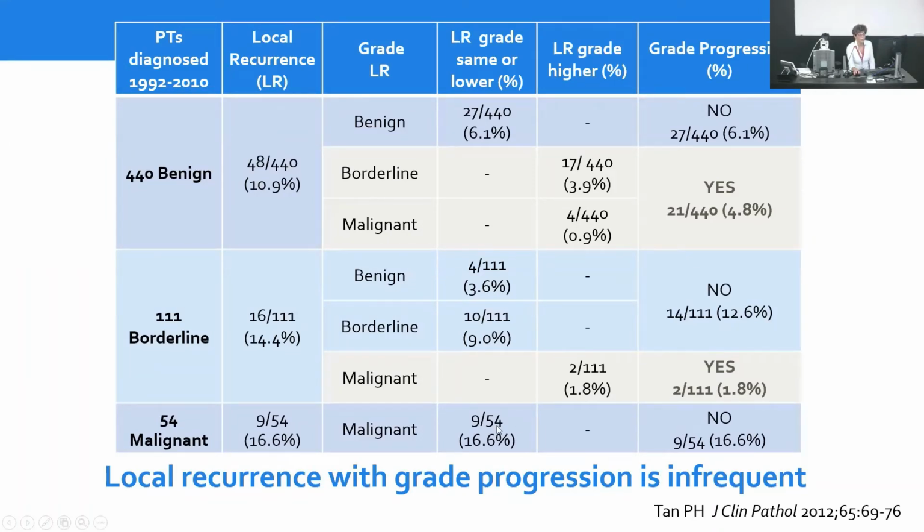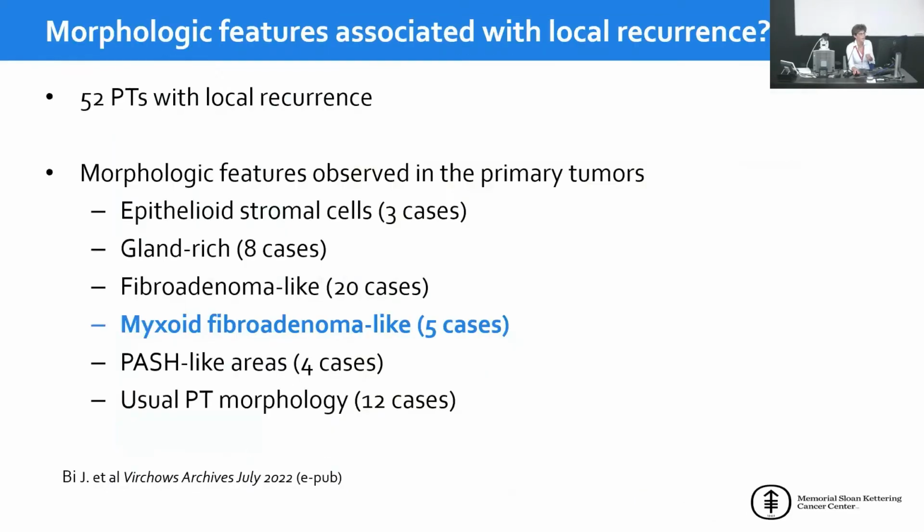Some cases, though, had a lower rate of recurrence. So overall, if we look at this data, it's really not that common that we have a benign recurring as a malignant. And I think it's important actually to sample this tumor extensively at first presentation to identify suspicious areas and classify the tumor properly at initial diagnosis.